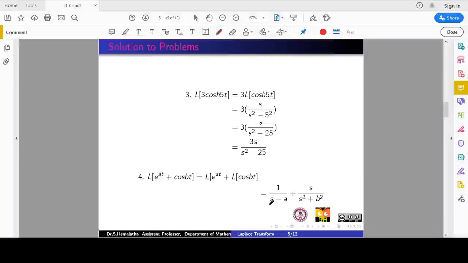Coming to the third problem, it is 3 cos hyperbolic function with pi t. So again 3 is taken out. For cos hyperbolic function, note that there is a change in the formula. It is s by s square negative pi square. In the cos function it will be a plus. In circular functions, cos and sine, it will be a plus, whereas in hyperbolic it will be a negative. So s by s square minus pi square, and you rewrite the value.